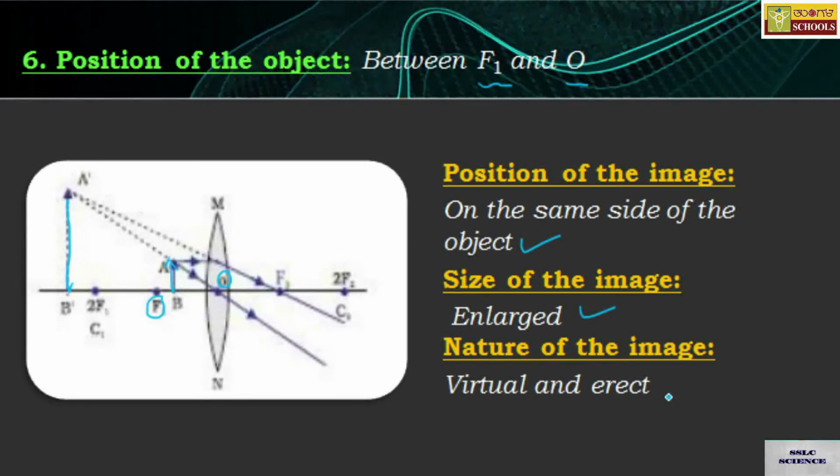This time the nature is going to differ. Nature is virtual and erect. So you just plot the ray which is parallel to the principal axis. It will go like this. After refraction it must pass through F2, no doubt in it, and similarly the ray from O, no problem, you just carry on this side.